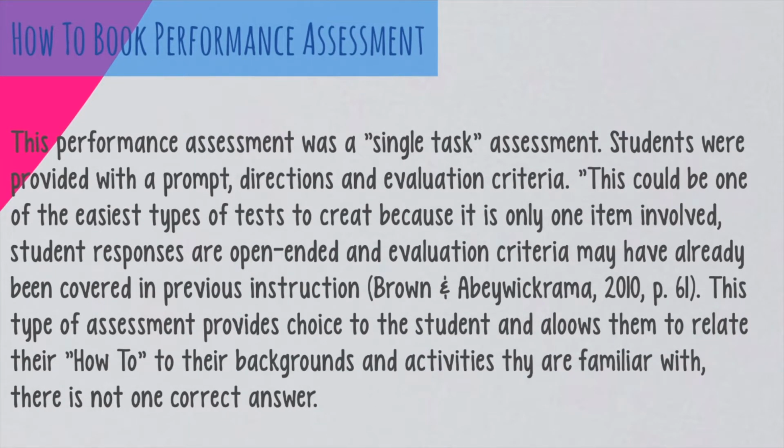The how-to book performance assessment was a single task assessment, and students were provided with a prompt, directions, and evaluation criteria. This is one of the easiest types of tests to create because it's only one item that's involved. Student responses are open-ended, and the evaluation criteria may have already been covered in previous instruction, which is what Brown and Abeywickrama told us on page 61. This type of assessment provides choice to the student and allows them to relate their how-to book to their own background and activity, and that's what they're familiar with, and there's not only one correct answer, so this was a really good assessment for them.